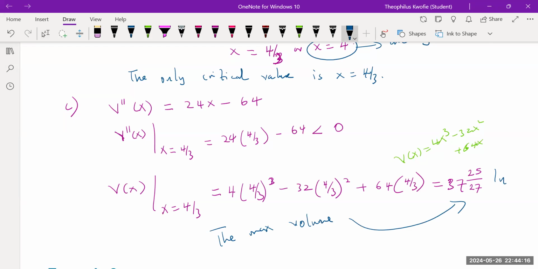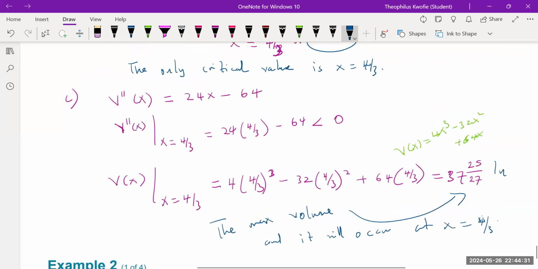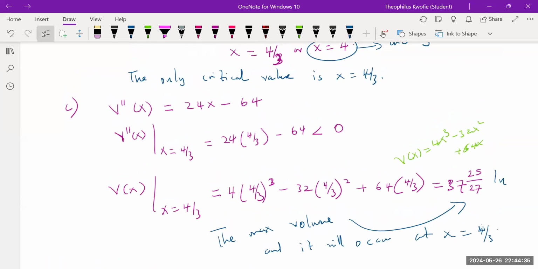And where will it occur? It will occur at x equal to what? 4 out of 3. So it just means that for us to have such a volume of 37 25 out of 27 inches, we would need a length of 4 out of 3. Is that okay?